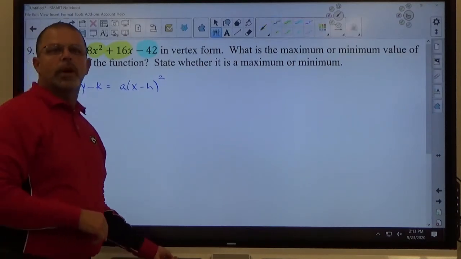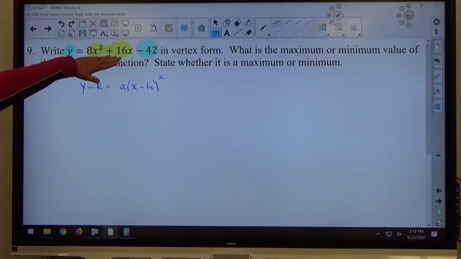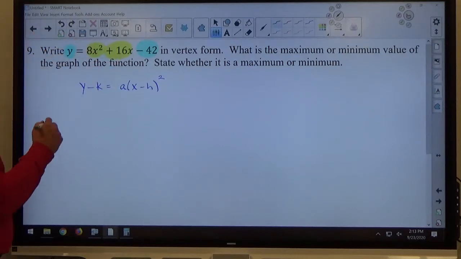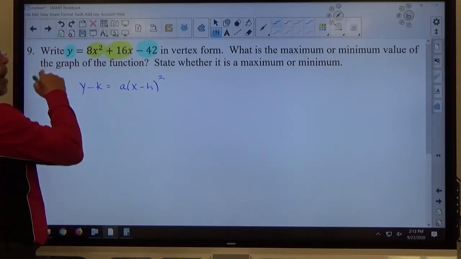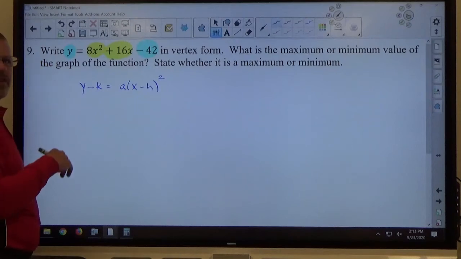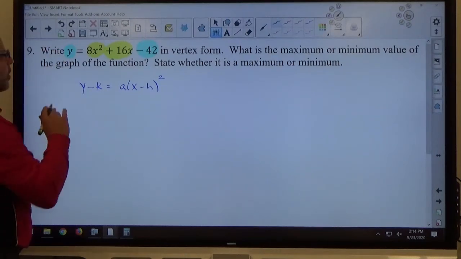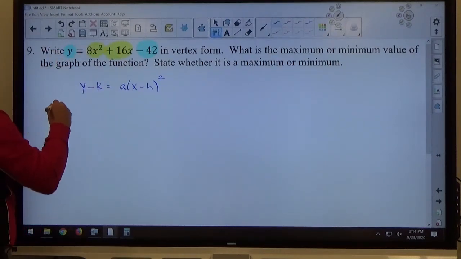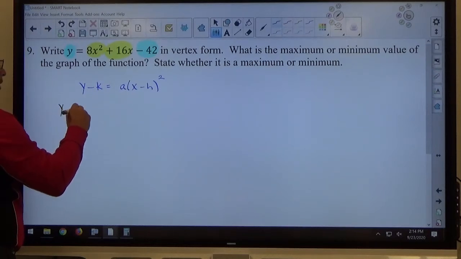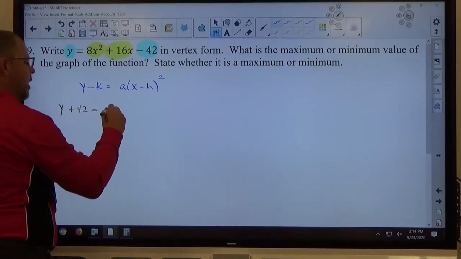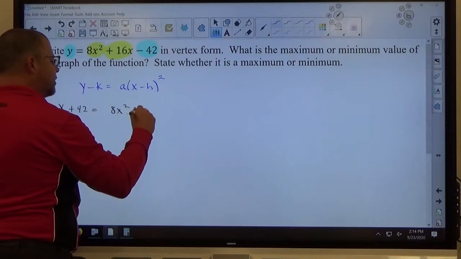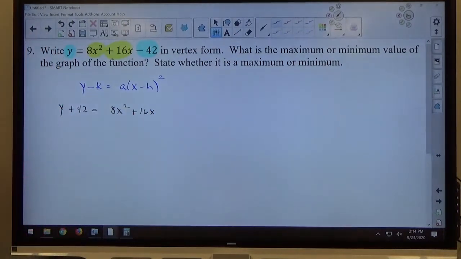I like x squared to be positive, so currently x squared is positive where it's at, so I'm going to leave it right where it's at. I like y positive. Let's say y positive is more important. X squared positive doesn't matter as much. Make sure y is positive. So if it says y equals, you're good to go. So y plus 42 equals 8x squared plus 16x. So that's the first step. Just rearrange. Everything x on one side, everything not x on the other.